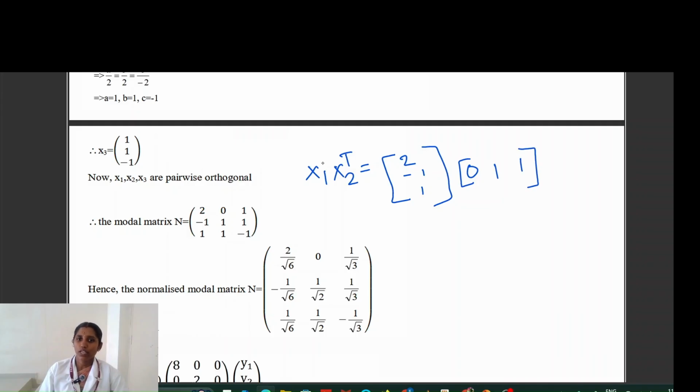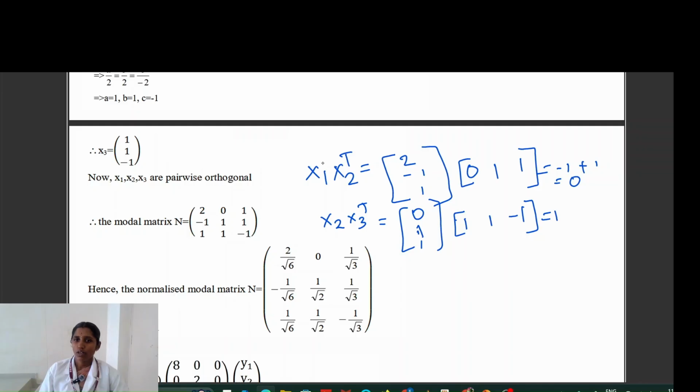While multiplying this, we get 2 into 0, 0, minus 1 into 1, minus 1, 1 into 1, 1, plus 1. So which is equal to 0. Similarly, we can check x2, x3 transpose. So x2 is 0, 1, 1. x3 is 1, 1, minus 1. Transpose means changing the column into a row. 0 into 1, 0, 1 into 1, 1, 1 into minus 1, minus 1. So 0. So x2, x3 are pairwise orthogonal.